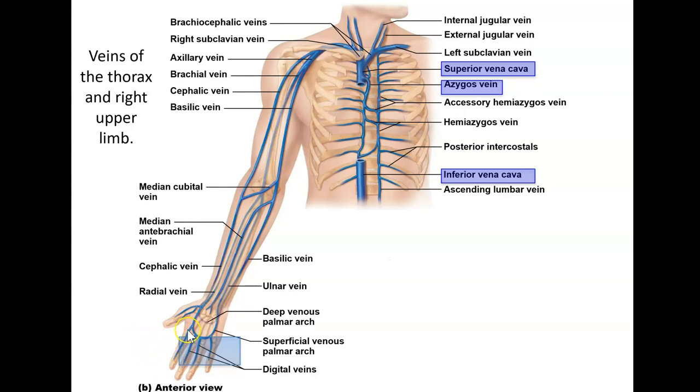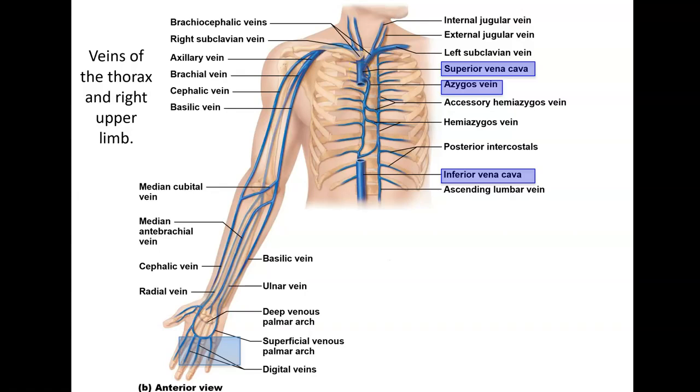So we have our digital veins, which drain into the superficial venous palmar arch, which will drain into the ulnar vein. We also have a deep venous palmar arch, which will drain into the radial vein. And these two veins, the ulnar and radial, will drain into the brachial vein, which carries it to your axillary vein, into your subclavian vein, into your brachiocephalic vein, into the superior vena cava.